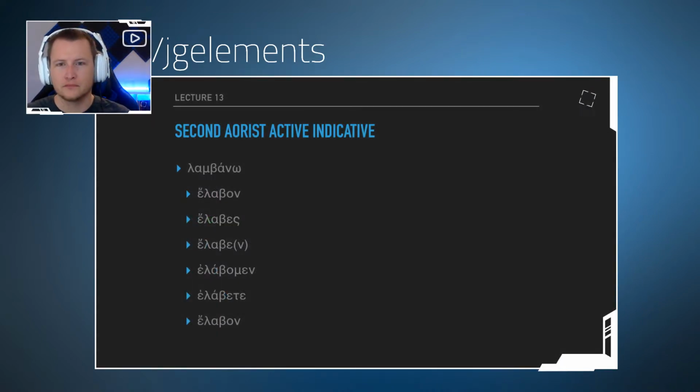He received. It's not continuous, so we wouldn't say he was receiving. It's simple action. He received. So here's lambano in full. Elabon, elabes, elaben. That ni is a movable ni, so it sometimes is there, sometimes is not. Elabomen, elabete, elaben, elabon. I never get the accents quite right.